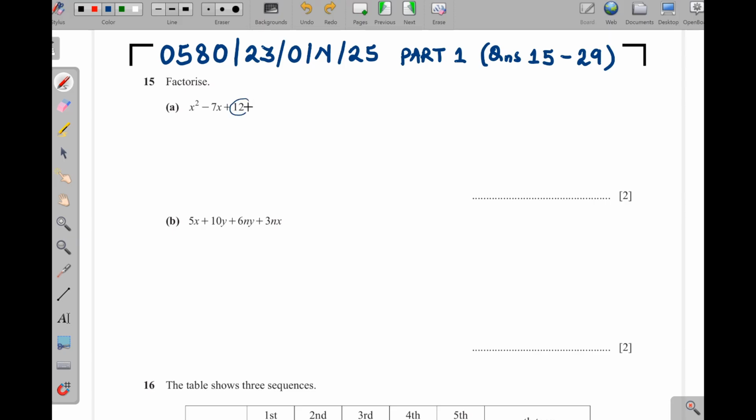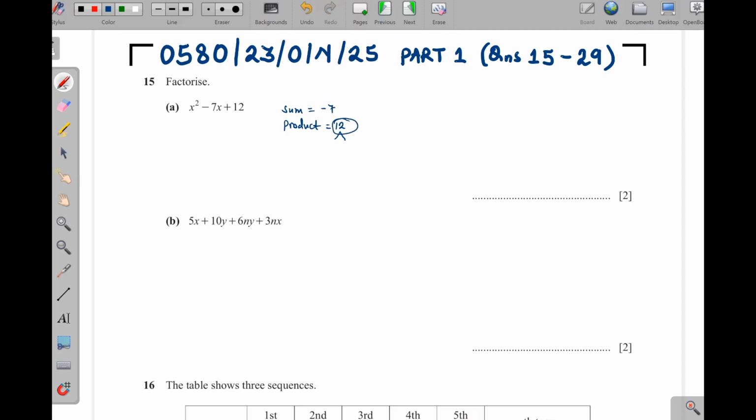When we multiply them, we get 12. The sum is equal to this middle number, negative 7, and the product is the coefficient of x squared multiplied by this constant term. So that will be 12. 1 times 12, that's 12. So we get 2 numbers. When we multiply them, they give us positive 12, but when we add them, we get negative 7.